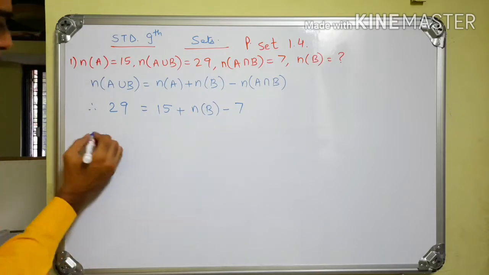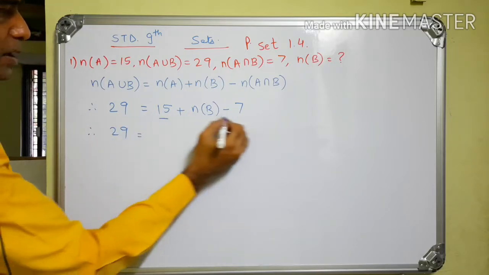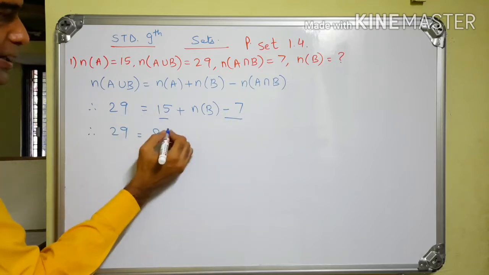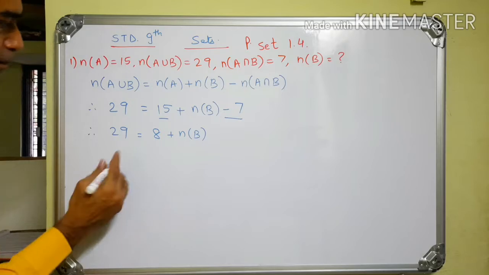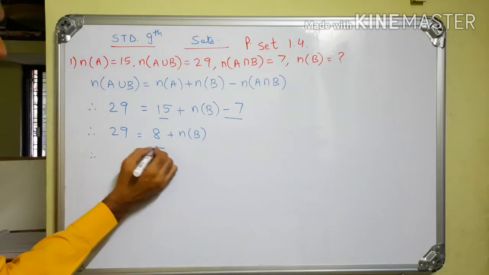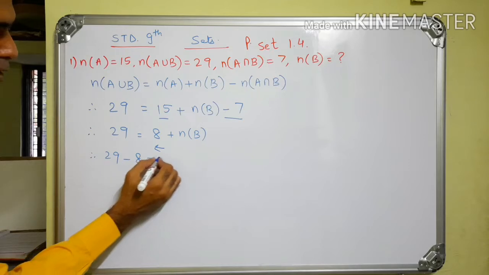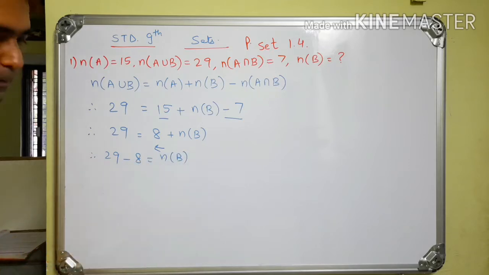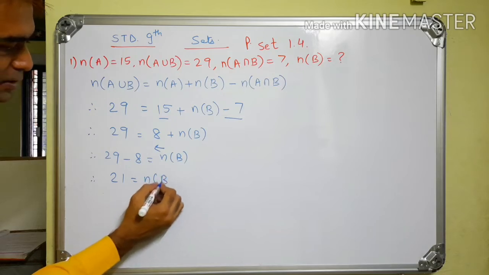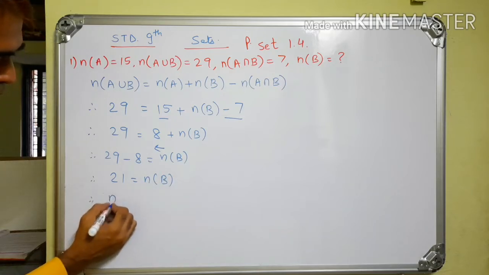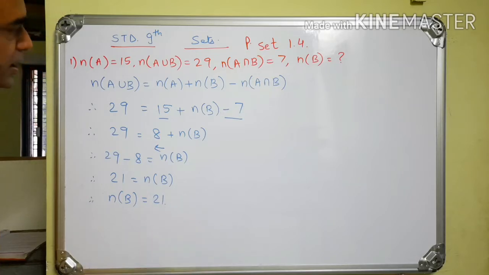Now therefore 29 equals 15 minus 7, that is 8, plus n(B). Therefore we transfer 8 to the left side: 29 minus 8 equals n(B). Therefore 21 equals n(B), so the number of elements in set B equals 21. This is the answer.